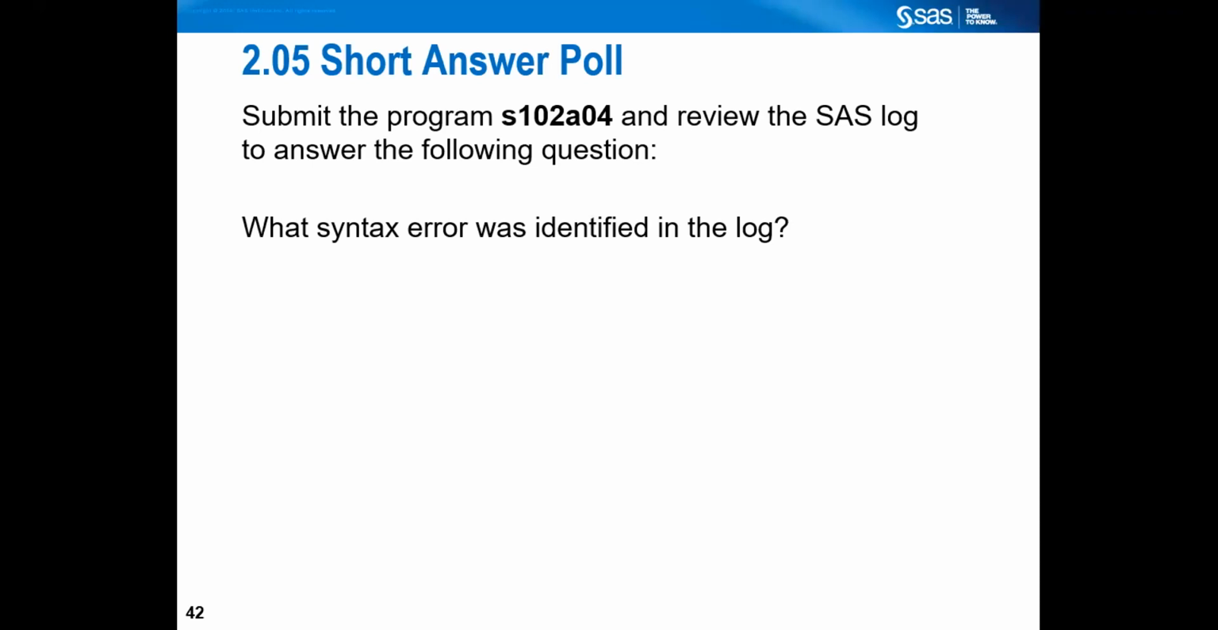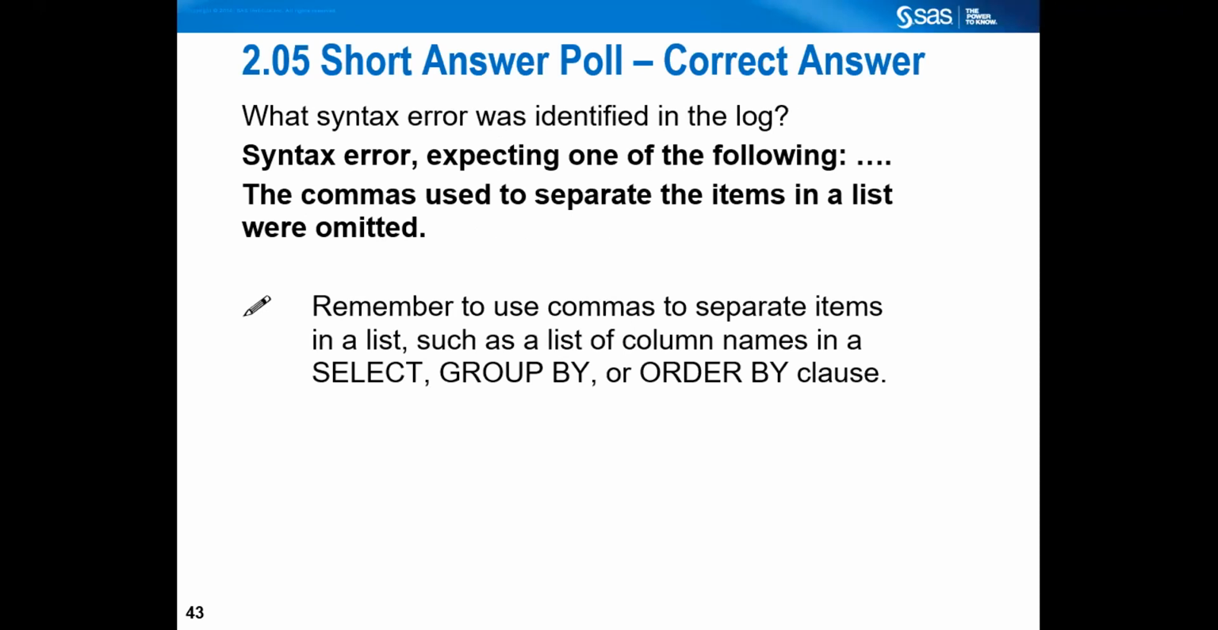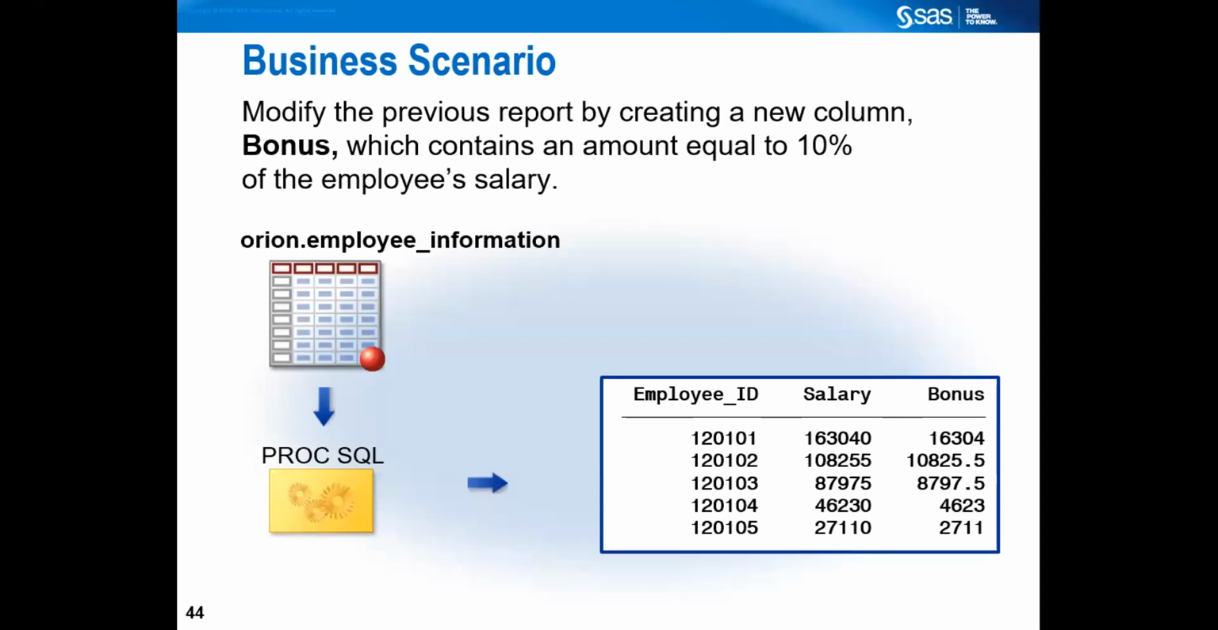So what is happening? Because, as we discussed in the previous class also, we keep on giving commas at the end of the column list also. So sometimes you have to remember that it is going to give you a syntax error. So commas used to separate the items in the list were omitted. Correct? So remember to use commas to separate items in a list, such as where you are going to specify commas for your columns. So in the select statement, in the group by statement, or when you are using an order by statement. Okay, now next scenario.